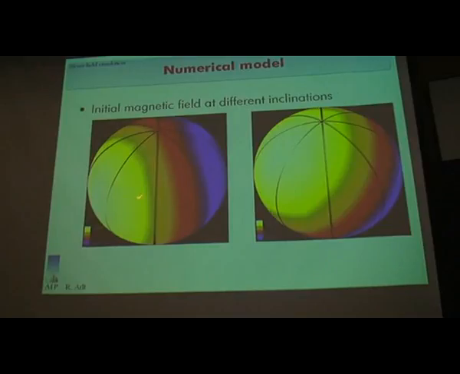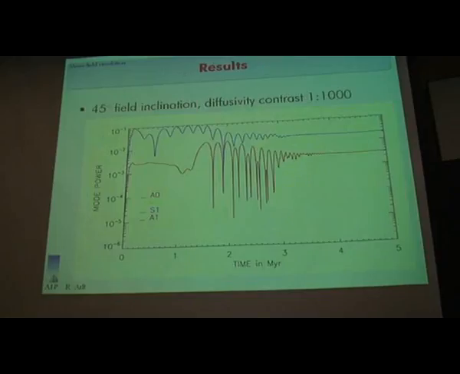And I tried different inclinations of the initial field. This is a 90-degree inclination. The field is a horizontal field threading the star, while here it is an inclined field, 45 degrees, which goes through the star. Okay, let's see what comes out.